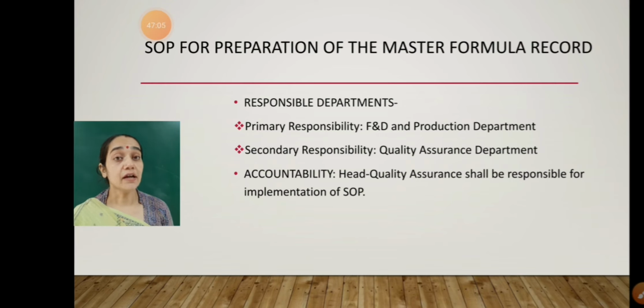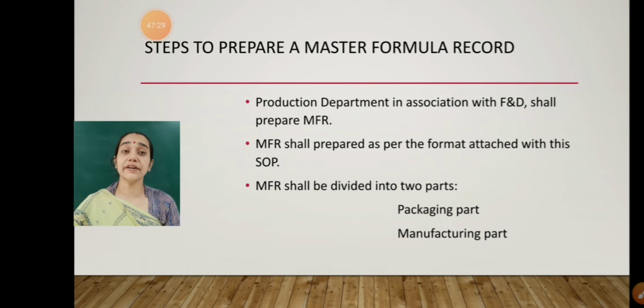It means when the quality of the product is determined and the product quality is achieved uniformly, then the head of the quality assurance department will say that these are the SOPs, and they can be implemented for the production of different batches as well as for the preparation of the master formula records. Now what are the different steps? How will this master formula record be prepared and what will be its different steps?